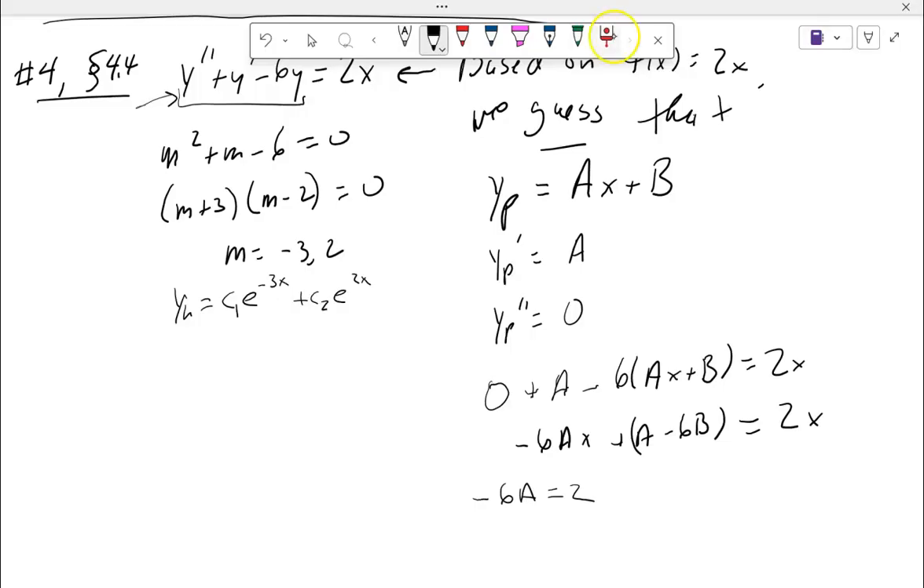That's one equation. Well, that one's not hard to solve, but we'll do it in a second. Now let's do the constants. This is how we get our system of equations. What's your constant on the right-hand side? 0. What's the constant on the left-hand side?